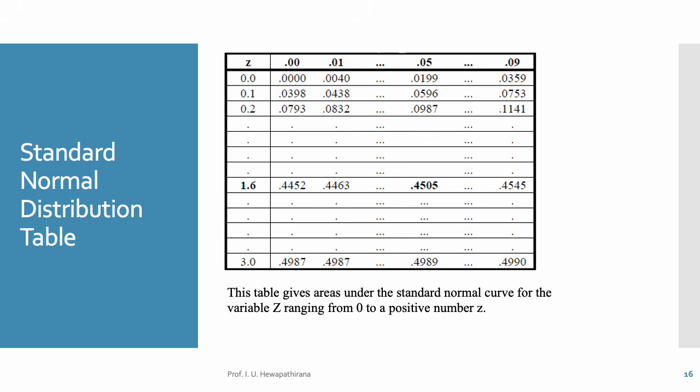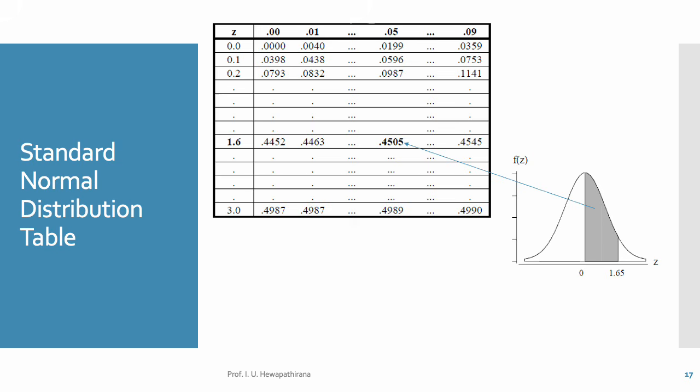Previously, we just had the Excel function to calculate normal probabilities. But when we have the standard normal distribution, we have a table. This is called the standard normal distribution table. This table gives a list of probabilities that shows the areas under the standard normal curve for variable z that ranges from 0 to a positive number z. Let's see how we can use the standard normal distribution table to read probabilities.